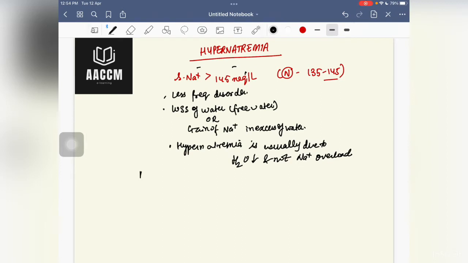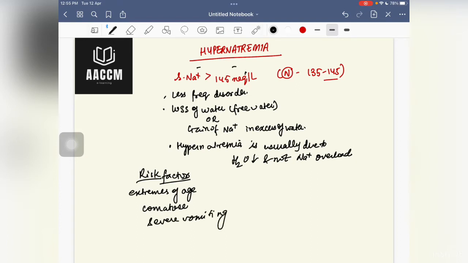And what are the risk factors? What are the risky scenarios in which we can find hypernatremia? Extremes of age, debilitated or sick patients who are comatose, or if somebody is having severe vomiting, right? These are the scenarios in which we will find hypernatremia, right?